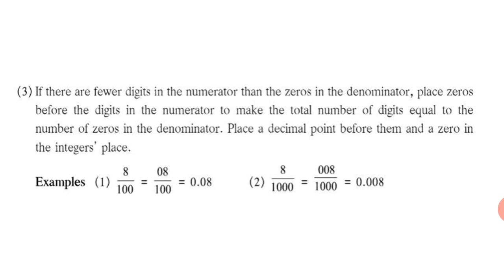Look at the second example, 8 upon 1000. What will be your answer? Yes, 0.008. After the decimal point, there have to be three places.